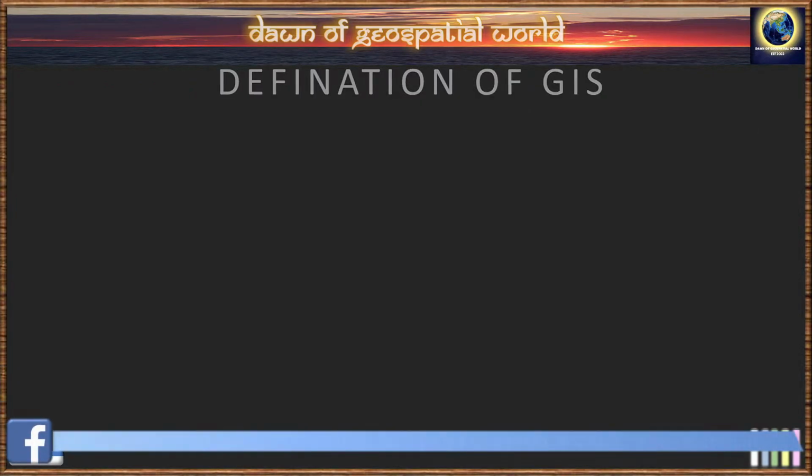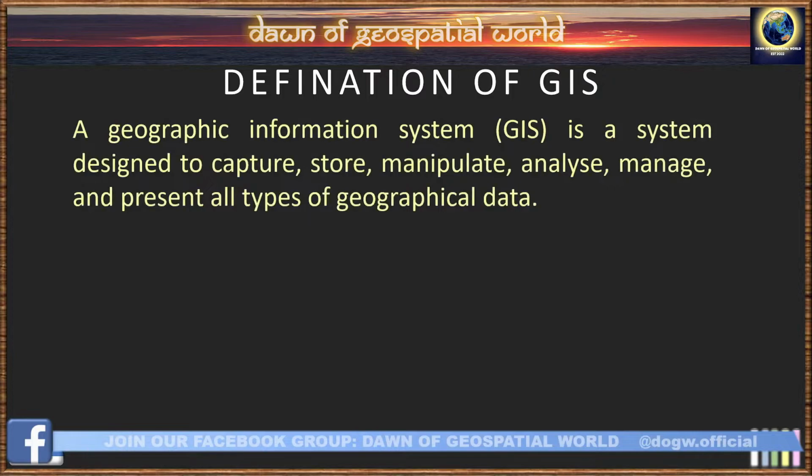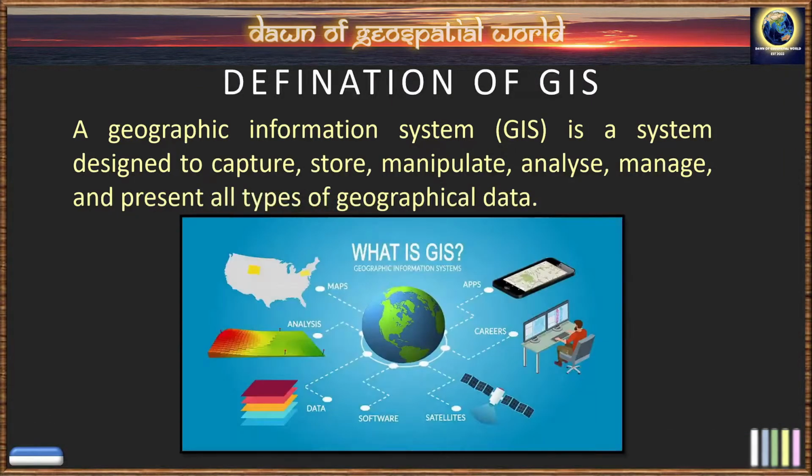Definition of GIS. GIS is a system designed to capture, store, manipulate, analyze, manage, and present all types of geographical data.